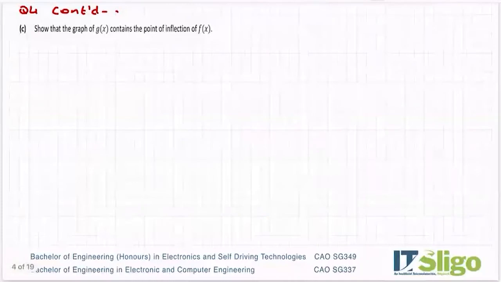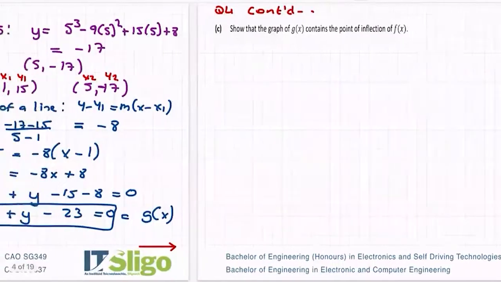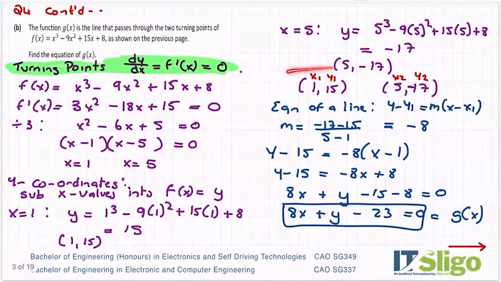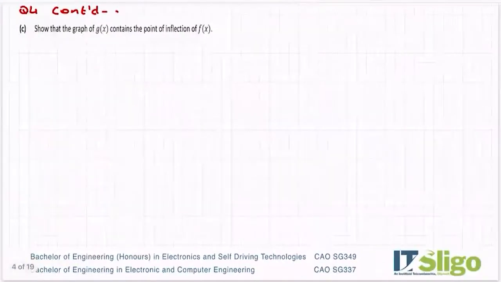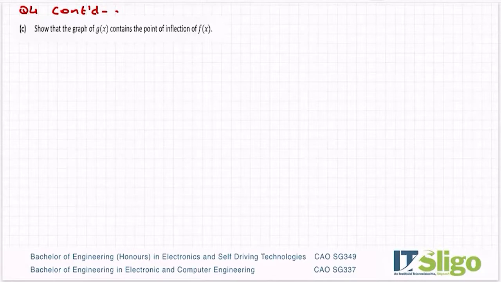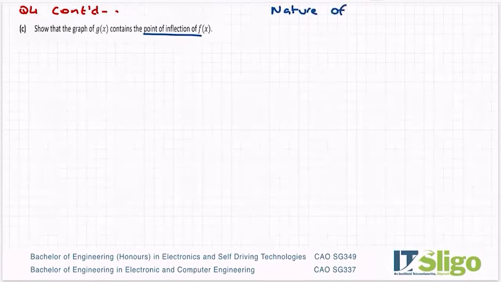Okay, part C: show that the graph of g of x contains the point of inflection of f of x. Point of inflection is a type of stationary point. So remember I said you'll find the nature of turning points if you find d2y dx squared and test the x values. I'll put the theory up here in case anybody needs it.